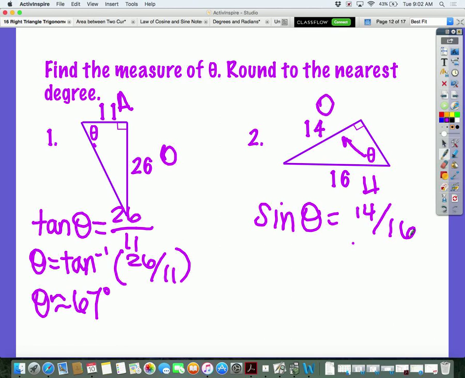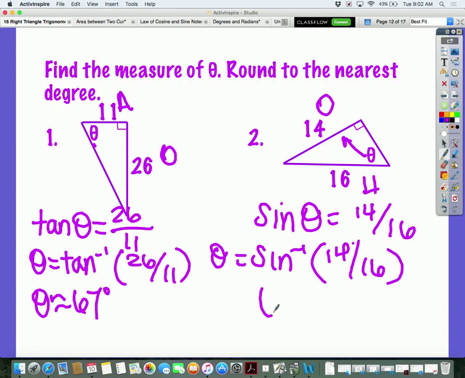To solve for theta, I have to do what? The inverse of sine. So I press the second button, I press the sine button, and I get, to the nearest degree, 61. Yes? Good stuff. Coming back, you remember this? Biggest thing, just make sure that you label your sides, guys. Make sure that you label your sides to help you.